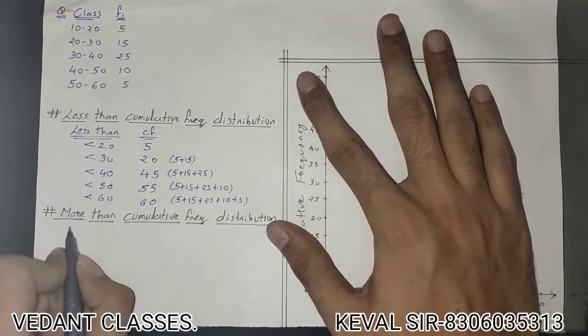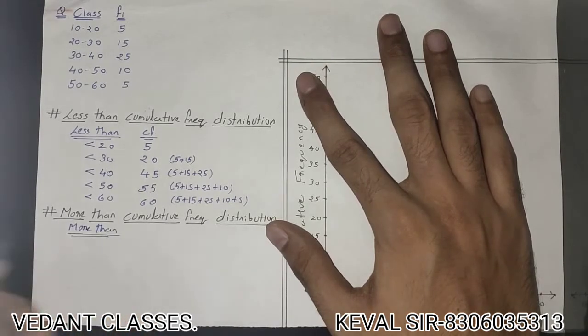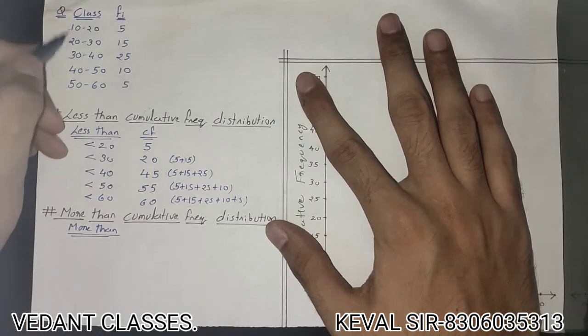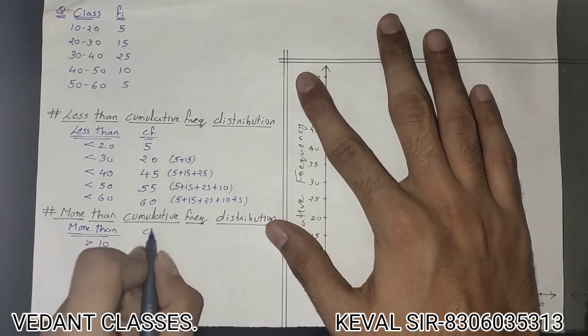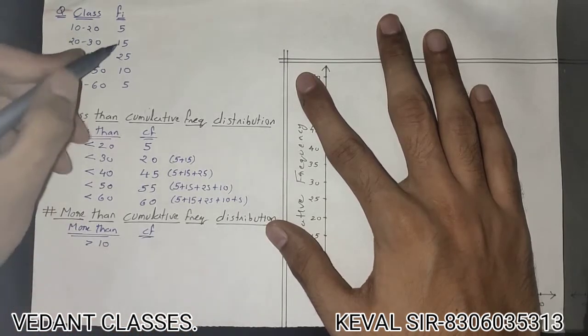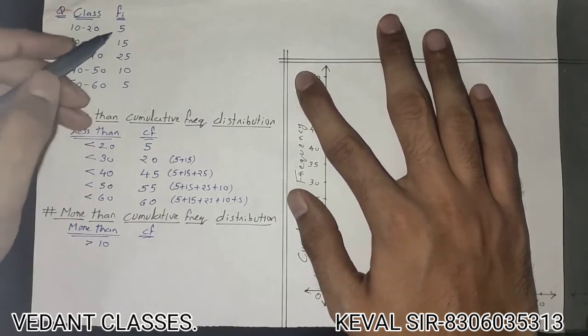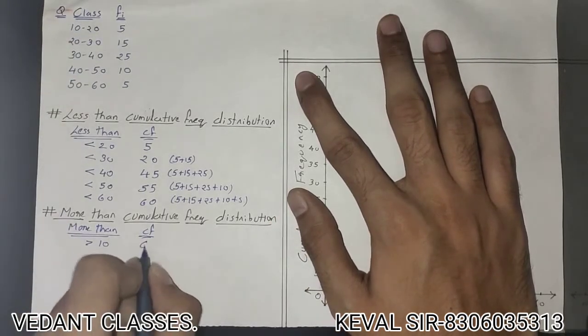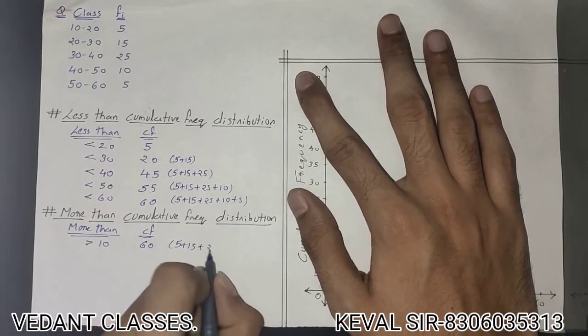Now let's see for the more than type. In case of more than type, you need to consider the lower limits. So you start with the value that is more than 10. If the value is more than 10, then you can clearly see that every frequency in the given question is more than 10. So in more than 10, the first value will be 60, which means you need to consider all the values.